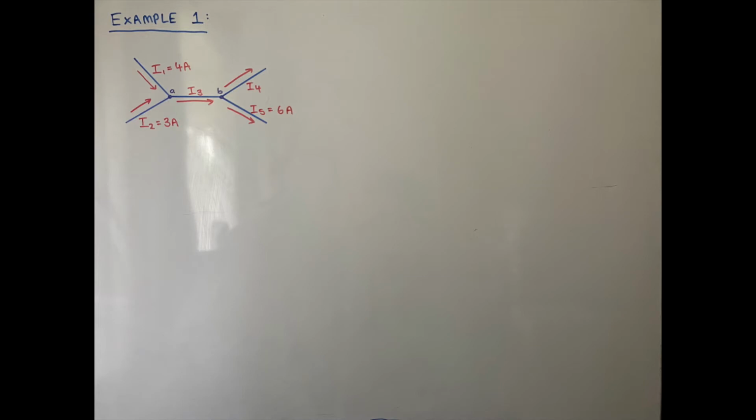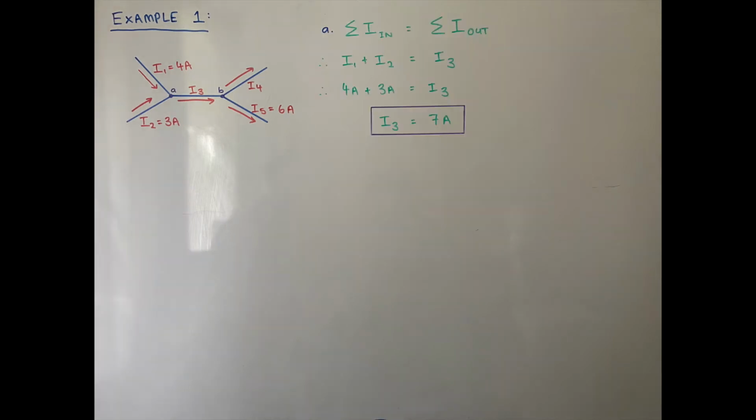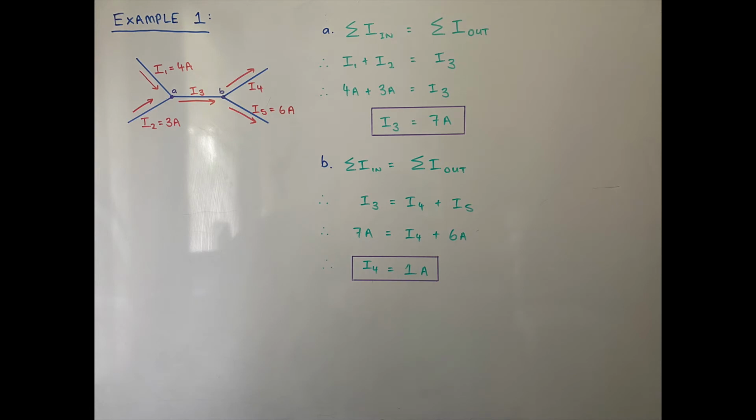In example 1, we have two unknowns of I3 and I4. To find I3, we look at Kirchhoff's law in junction A, where I1 plus I2 equals I3, and we get a value of 7 amps. To find I4, we look at junction B and use Kirchhoff's law, where I3 equals I4 plus I5, and here we get a value of 1 amp for this unknown.